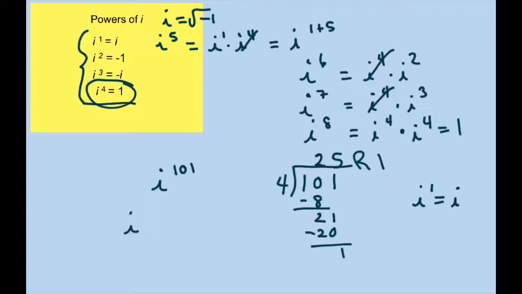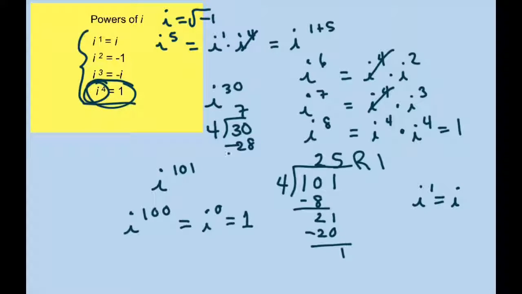If you have i to the 100th, the remainder is 0. So that's i to the 0 power, which equals 1, because every fourth multiple is going to give you 1. And we can try another one. Let's try i to the 30th. If you take 4 into 30, that's going to be 7. Subtract, you get 2. So 2 is your remainder. So you just write this as i squared, which equals -1.